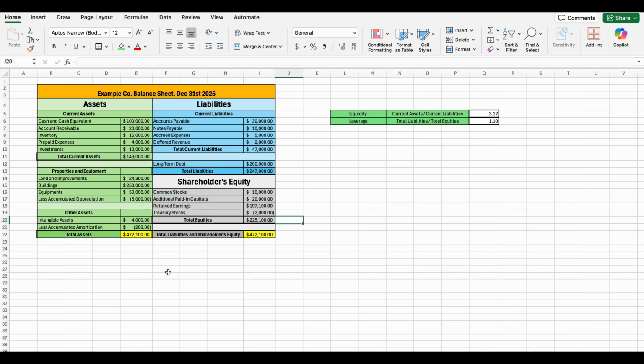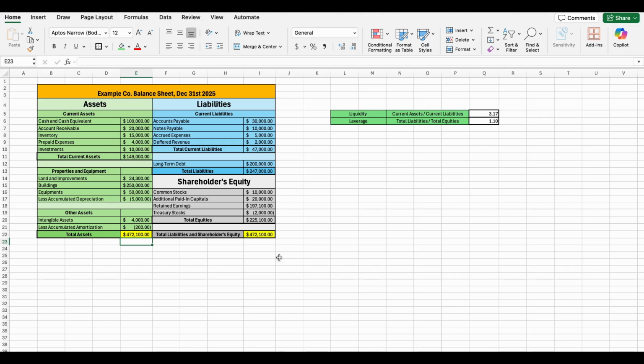So why is it called a balance sheet? Well, your assets should equal your liabilities plus your owner's equity. So as you can see here in the example, my total assets, which is everything included in here, including property and equipment, current assets, and other assets, should equal my liabilities plus my shareholders' equity.